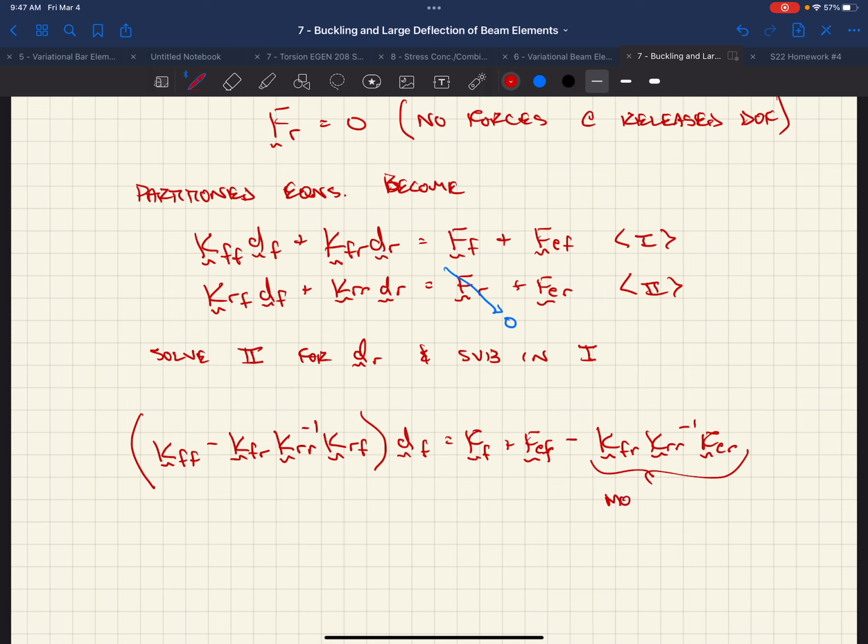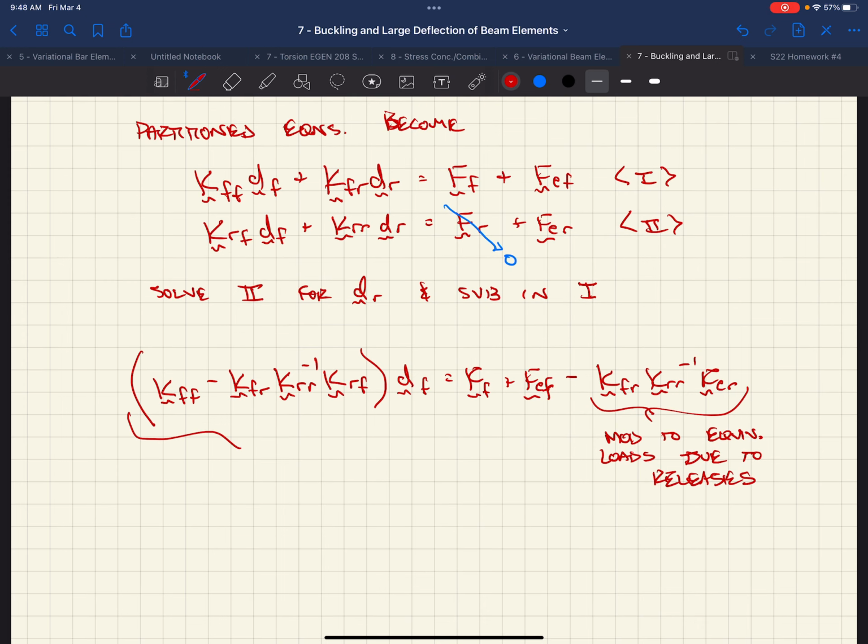So this is our modification to equivalent loads due to release. Wow, cannot spell. Release. All right. This whole thing here is our equivalent stiffness for our released element.